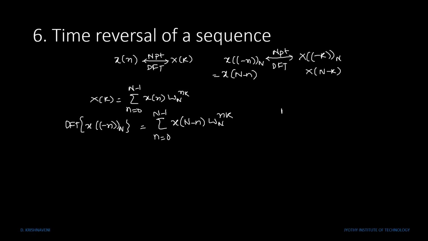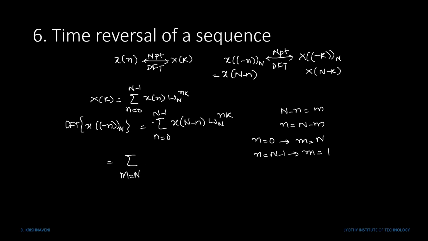Now we will take N minus n as m, or n can be written as N minus m. So when n equal to 0, then m is equal to N, and when n is equal to N minus 1, then m will be equal to 1. Here we will substitute: x of N minus n will be replaced with x of m, and W_N to the power of nk we are going to replace with W_N to the power of (N minus m) into k.